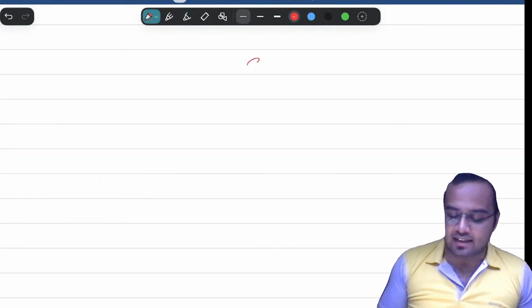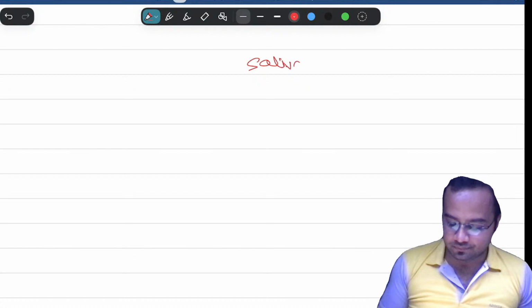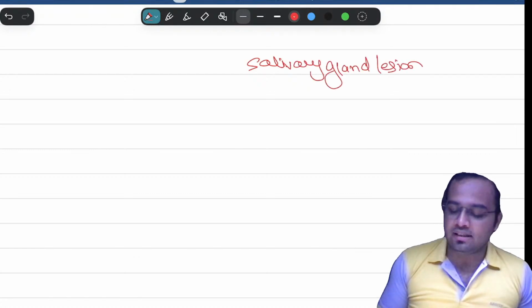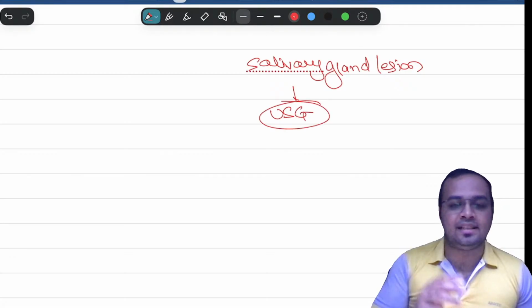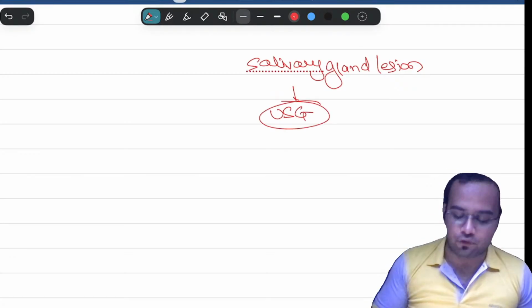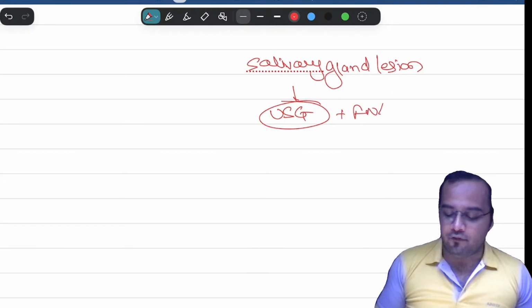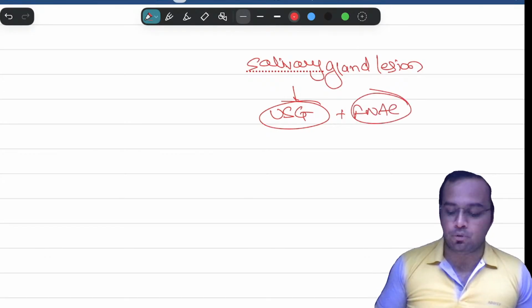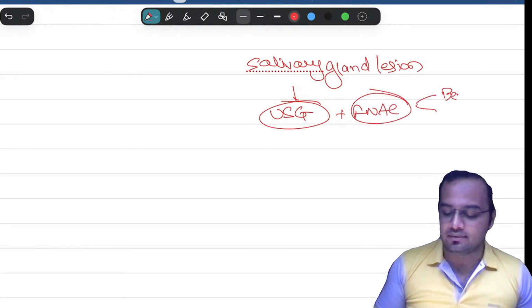So अगर patient आया salivary gland lesion के साथ, so first you are going to do a local USG. So USG करने के बाद में मुझे पता चलेगा कि is it actually the salivary gland or is it the lymph node, और उसके साथ I am going to do an FNAC. FNAC करने के बाद में मुझे पता चलेगा कि it is going to be a benign or malignant.